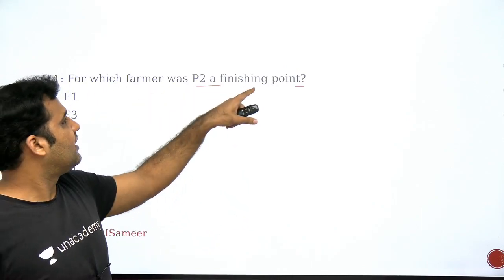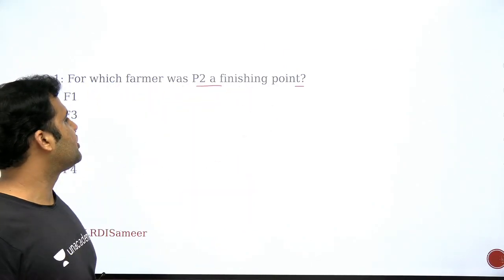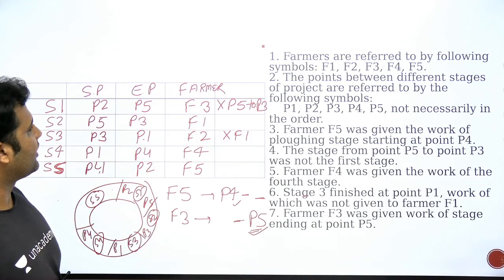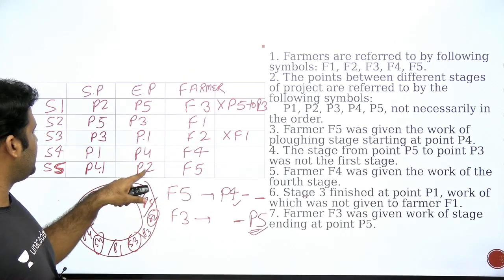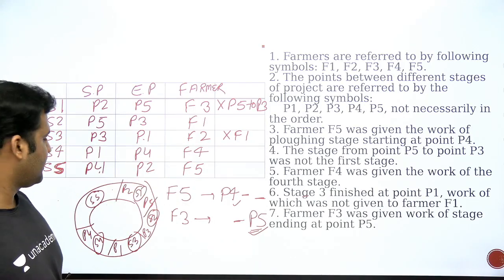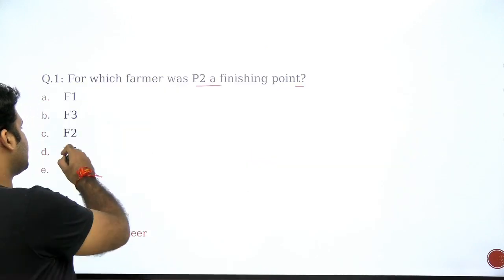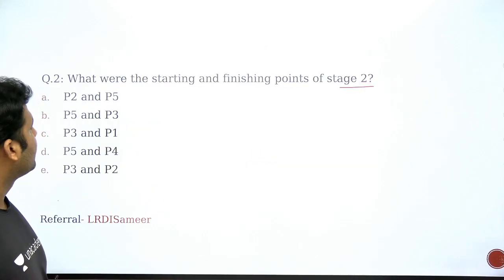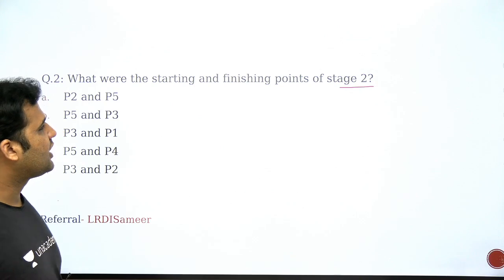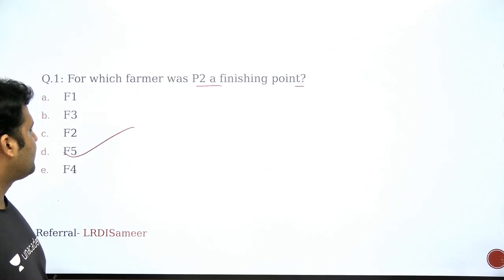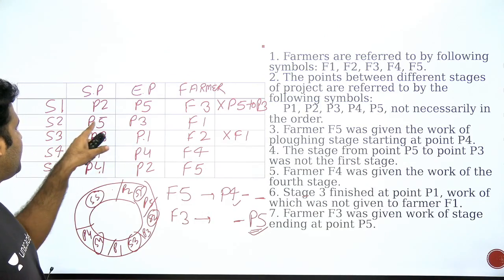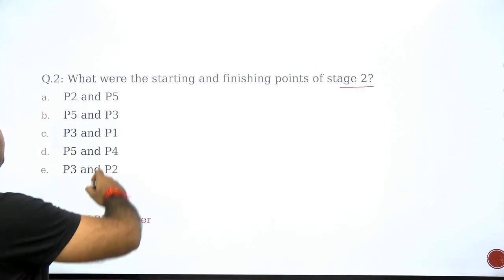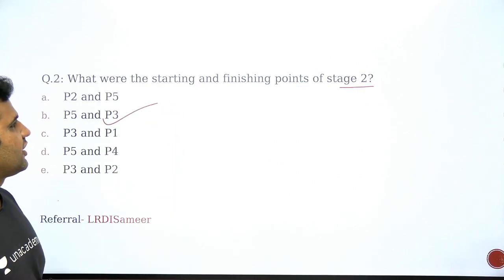For which farmer was P2 a finishing point? P2 is a finishing point for F5, right? So F5 is the answer, that is option D. What were the starting and finishing points of stage 2? Stage 2 is P5 to P3. So P5 and P3, second option.